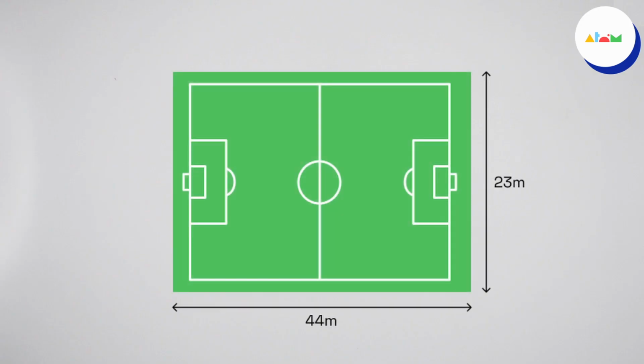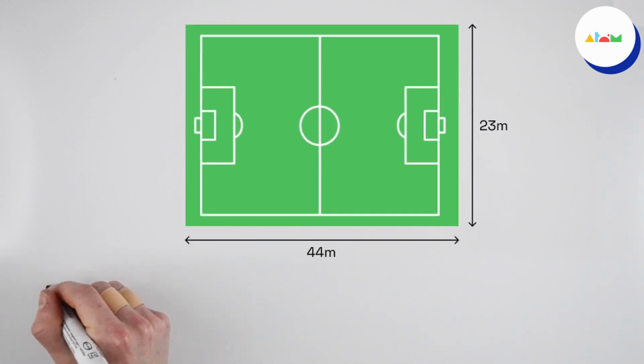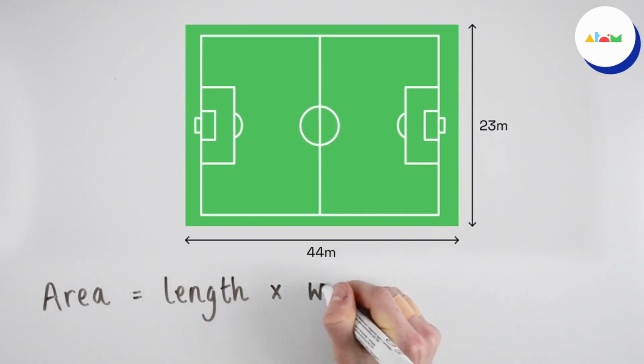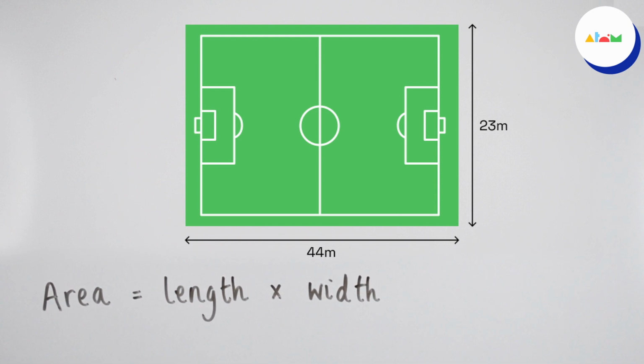Martin's football pitch is 23 metres wide and 44 metres long. What is its area? To calculate the area of a rectangle, we multiply length times width. In this case, the length is 44 metres and the width is 23 metres. So we just need to multiply 44 by 23 to get the area of our football pitch. To do this, we will use the area method.